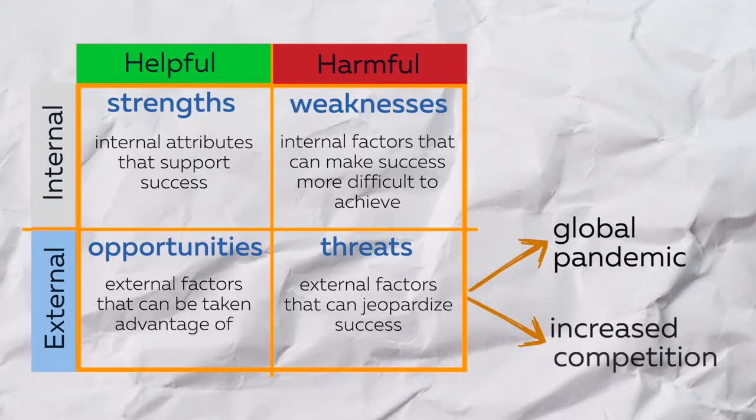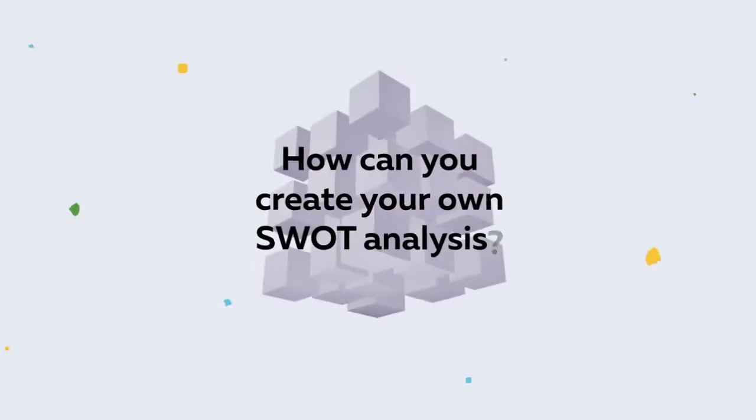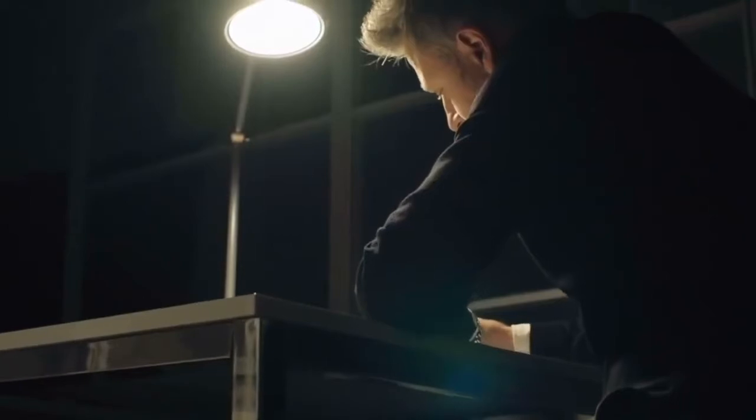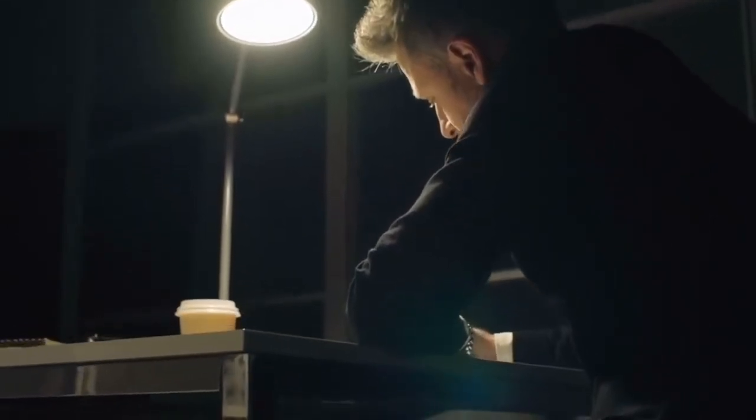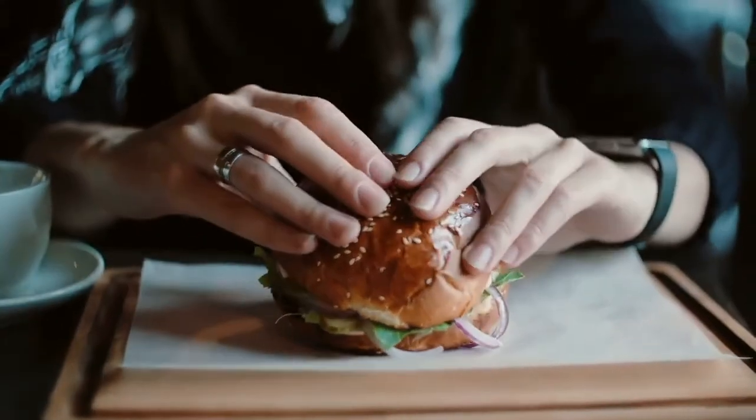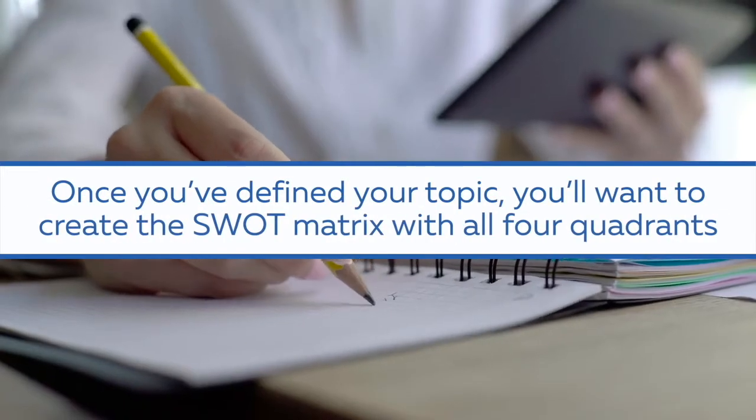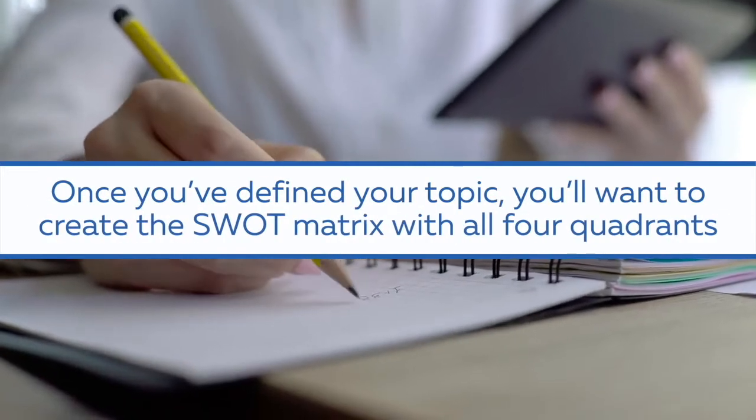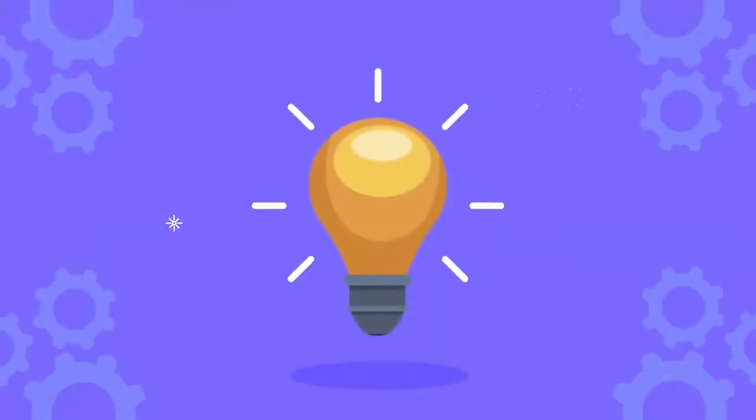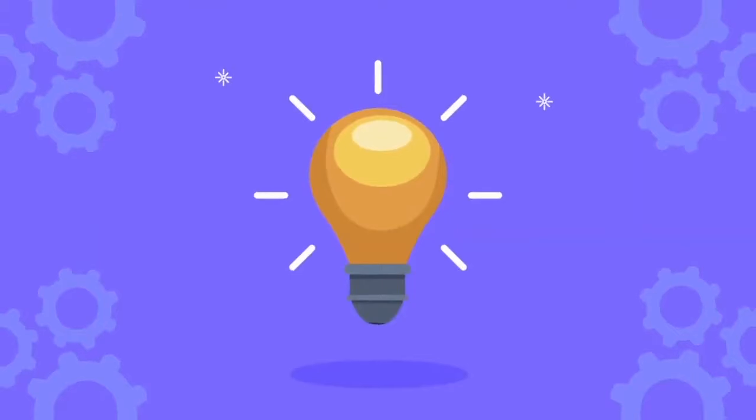How can you create your own SWOT analysis? A SWOT analysis can be done for anything. This could be a university you wish to attend, a business you want to start, or a food you want to eat on Friday night. You can even do one on yourself. Once you've defined your topic, you'll want to create the SWOT matrix with all 4 quadrants. From here, there are a couple of different strategies for completing the matrix. Option 1.